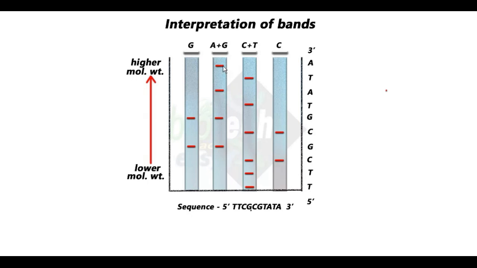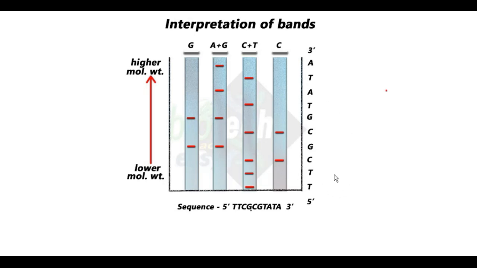So that's how you can find out the sequence. Right from the 5' end to 3', it can be read from this side to this side: T, T, C, G, C, G, T, A, T, A. So that's how we interpret the bands.